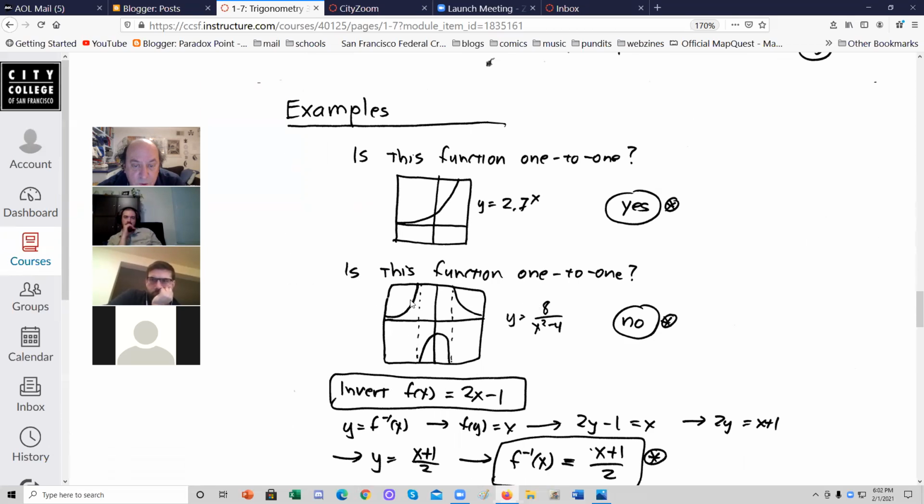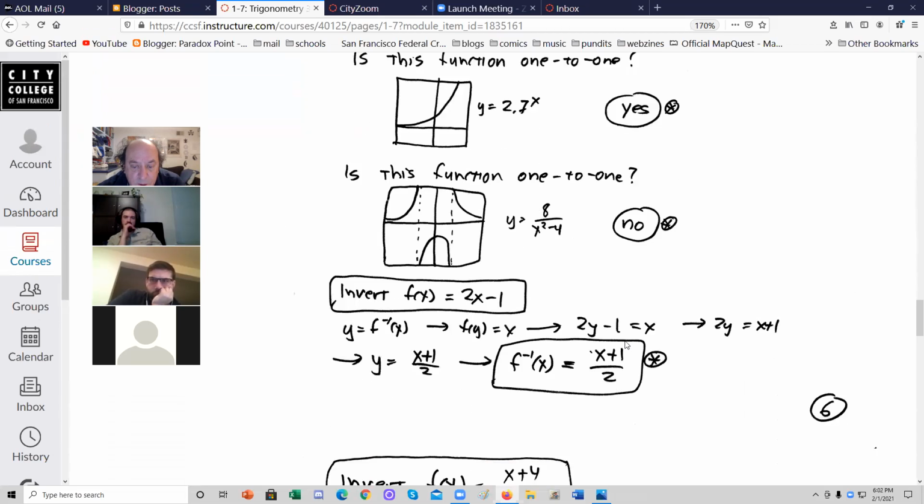This horizontal line meets it twice, so does this, and so on. So no, it's not one-to-one.